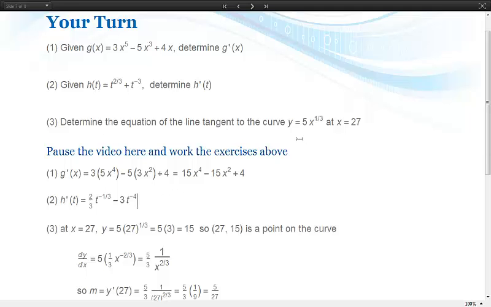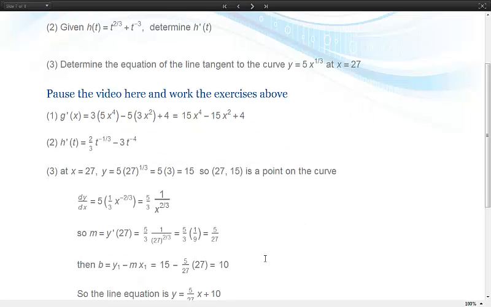The last one, we have a lot of work to do to build the tangent line. We need a y value associated with x equals 27. Well, that's 5 times the cube root of 27, which is 3. So 5 times 3 is 15. So the y value associated with x equals 27 is 15. And so that's a point on the curve. Then we compute the derivative using the power rule. The derivative is 5 times the derivative of x to the 1/3, or 5 times 1/3 x to the minus 2/3. That's the same as 5/3 times 1 over x to the 2/3.